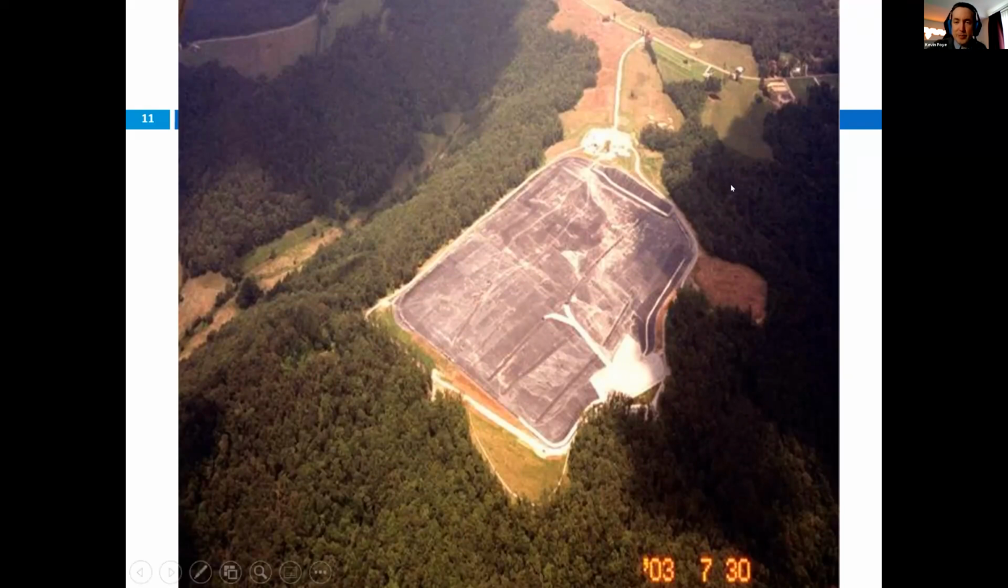Some other pertinent facts about the site to help understand what we're looking at. The total area of this site is right around 25 hectares. For those of you in the US, it's about 60 acres. And it's a pretty large area to manage for a low-level radioactive waste landfill.